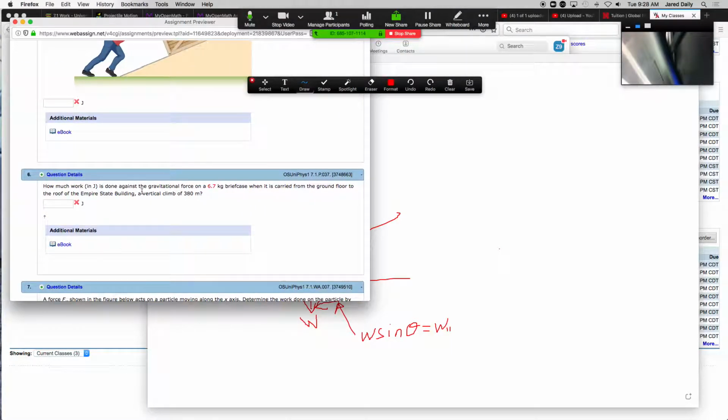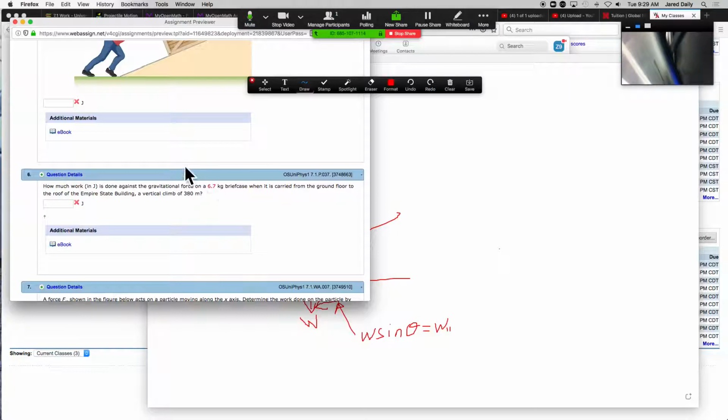Here is how much work is done against the gravitational force. Whenever you see a problem that says work done against something, that means that the work is being done in the opposite direction of that. So gravitational force is straight down, so they want to know how much work is being done straight up. Now, if you're talking about work as you're sliding up a hill or going upstairs, you have to take the angle of the hill or the angle of the stairs into account, because there's work both going up and sideways when you're going upstairs or a hill.